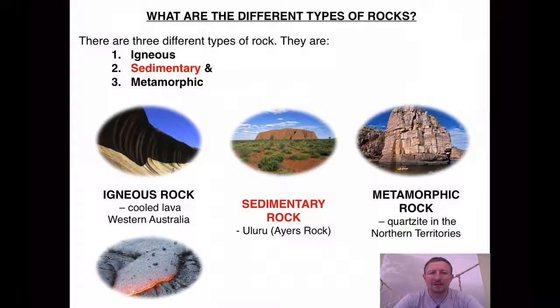Okay, so as we learned earlier, there are three main types of rock. There's igneous rock, which we talked about in the previous activity, sedimentary rock, which we're going to be looking at in this one, and then metamorphic rock.